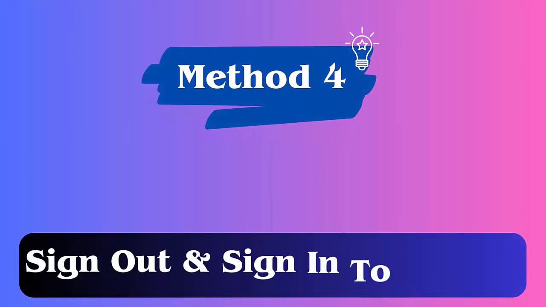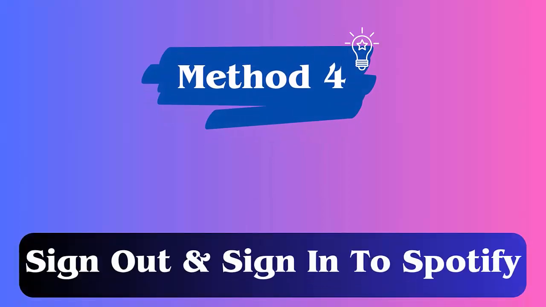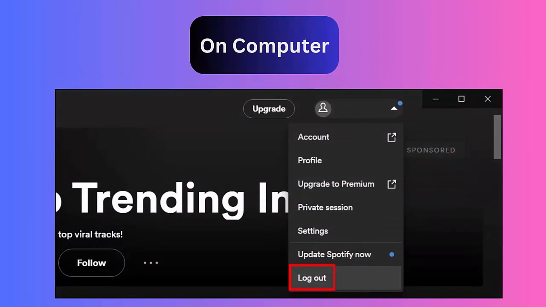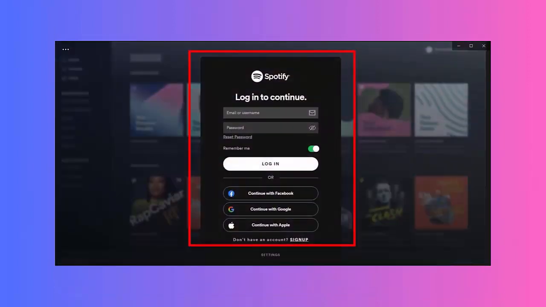Method 4. Log out and log in to Spotify. On Android, launch the Spotify app. Now, click on Settings. Next, move down to the Log Out option. Finally, wait for some time, then log into the app again. On computer, launch the Spotify app on PC. Now, click on Username, choose Log Out from the menu. Once you log out from the app, close it. Finally, open the app again and log into it.